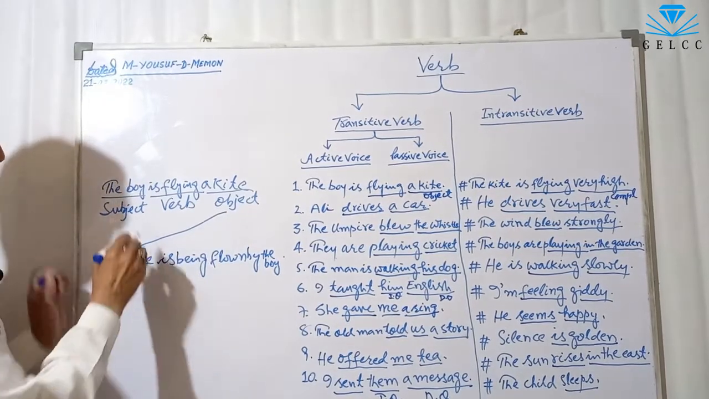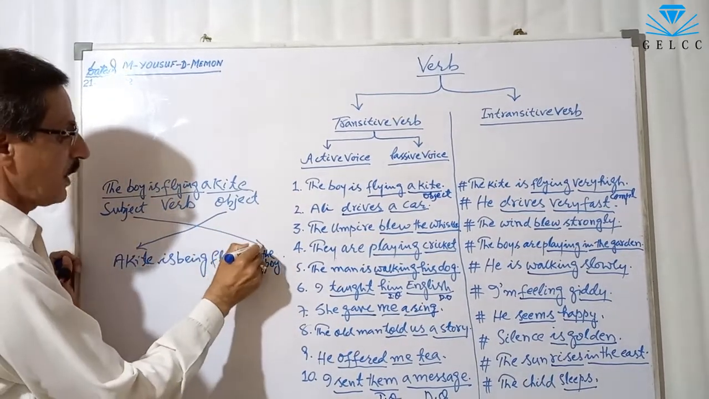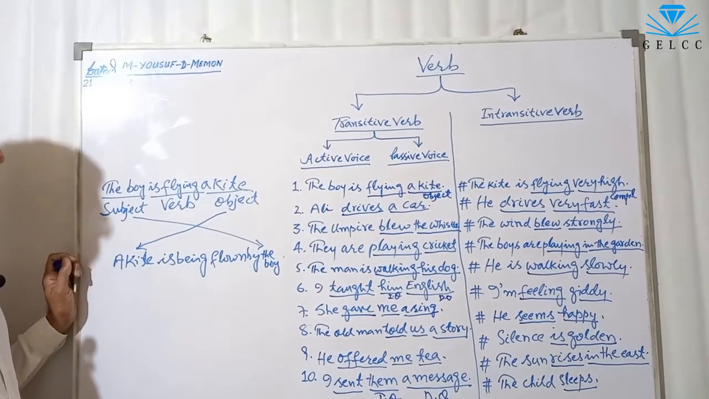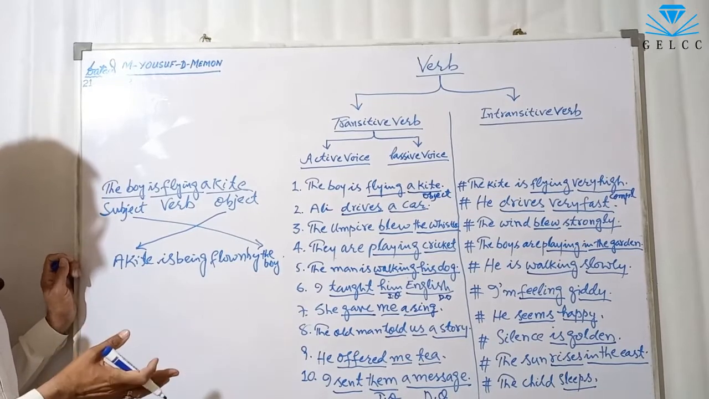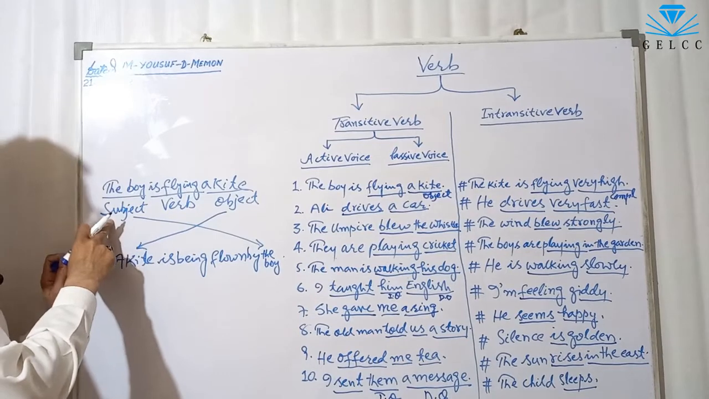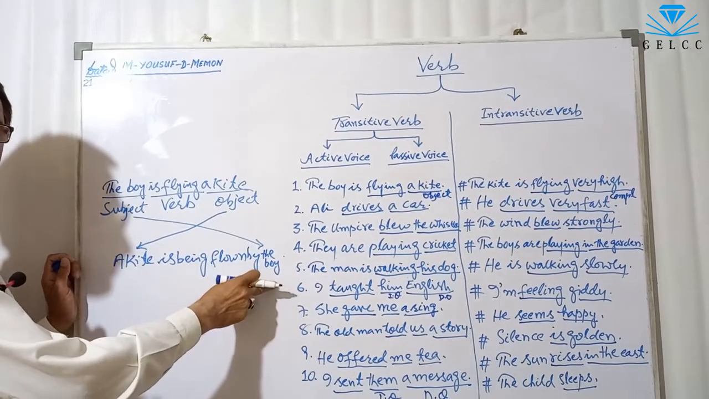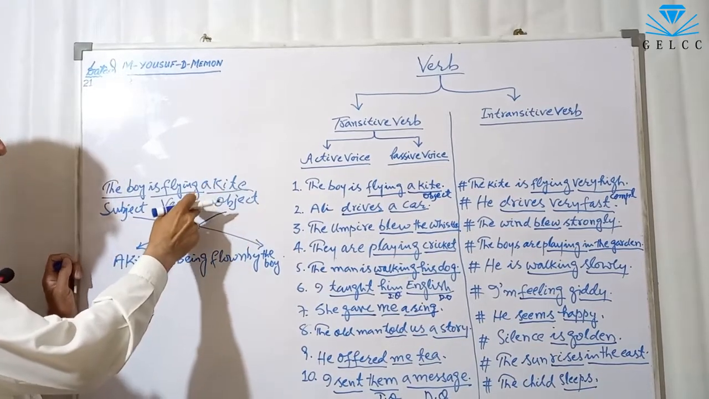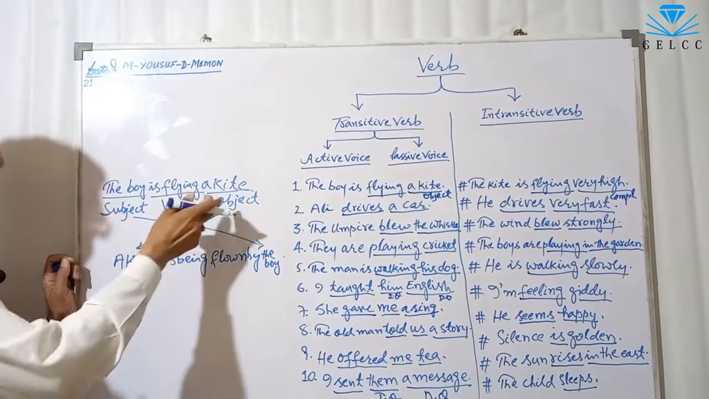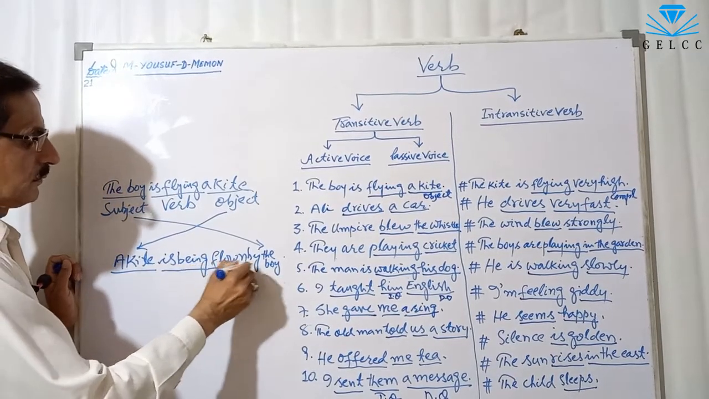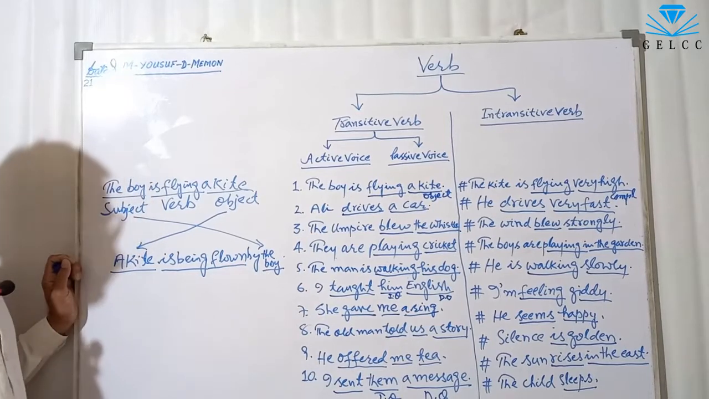Object comes in the beginning. Subject goes in the end. Means subject and object are interchanged. In active voice, the subject is in the beginning. In the passive voice, the subject is in the end. In active voice, the object is in the end. And in passive voice, the object comes first. This is passive voice.